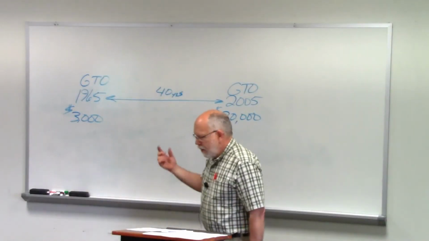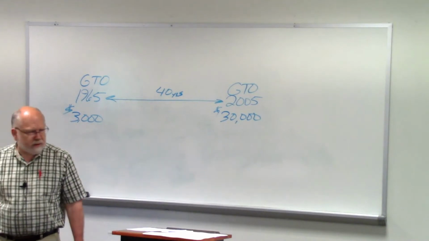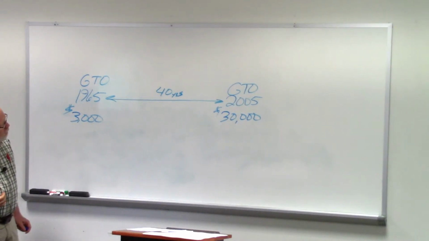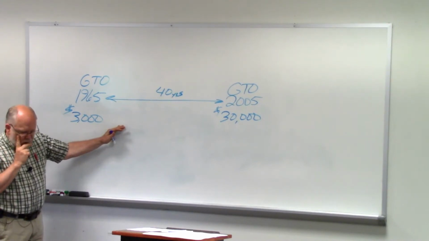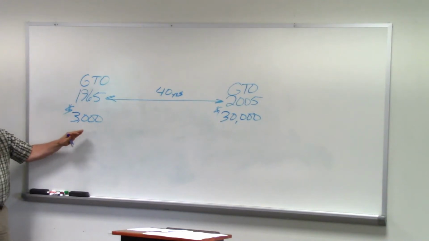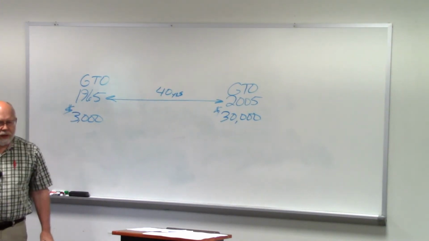Okay, we're talking about this idea of inflation and inflation as a tax. So I want to expand on this for a minute and say, if my older brother, who's now retired, was making $3,000 in 1965, he could afford to buy a brand new GTO.